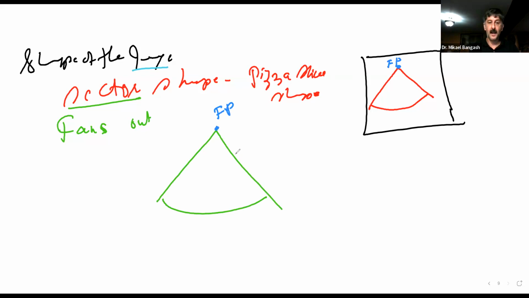So this fanned out shape of your image is what we refer to as a sector shaped image. Is that clear? Yes. So that's pretty much what we mean by a sector shape image, that it has this standing out appearance, or it looks like a pizza slice.